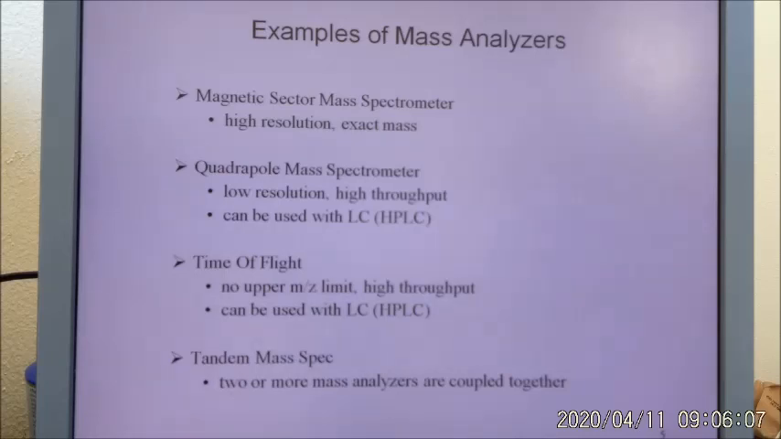A quadrupole is low resolution, but it's high throughput. So it doesn't take up nearly as much space as a magnetic sector. And since it's high throughput, you can couple it with an HPLC. So now we can use HPLC, go to electrospray, and then run it through a quadrupole. There's also time of flight, and there's no upper mass to charge limit on time of flight, and that's also high throughput. That too can be coupled with HPLC. And finally, we'll talk about tandem mass spec, in which you have two or more mass analyzers coupled together.